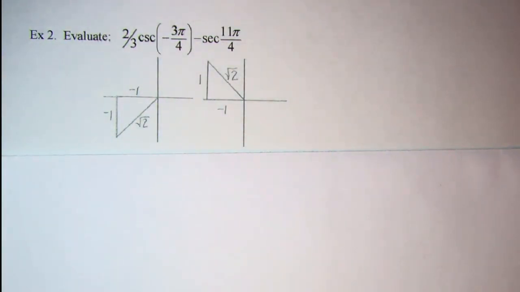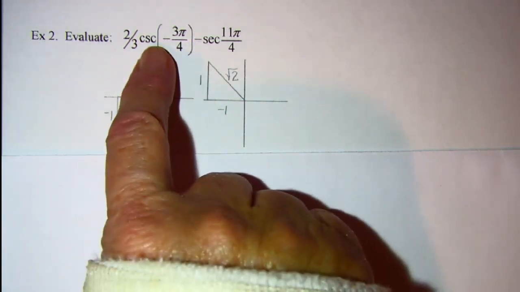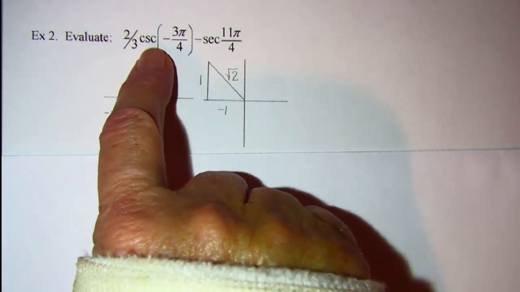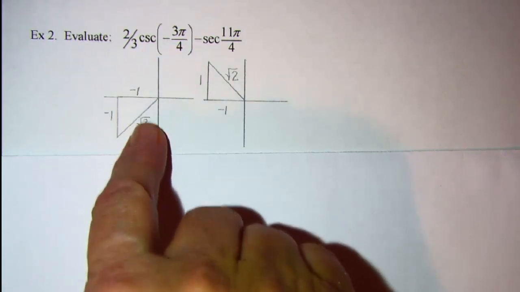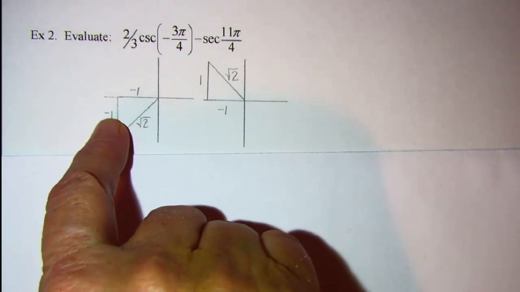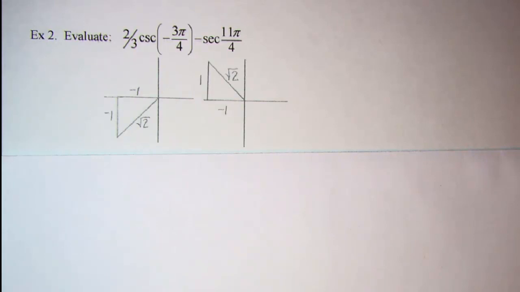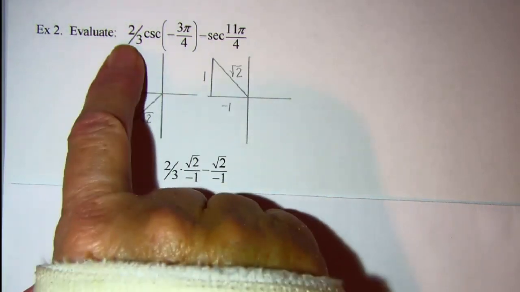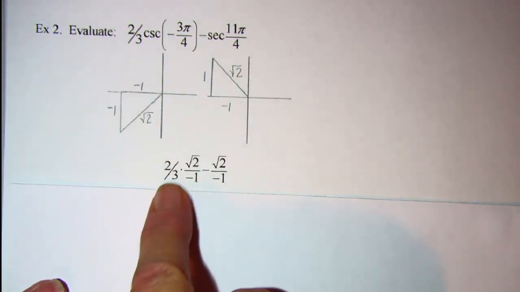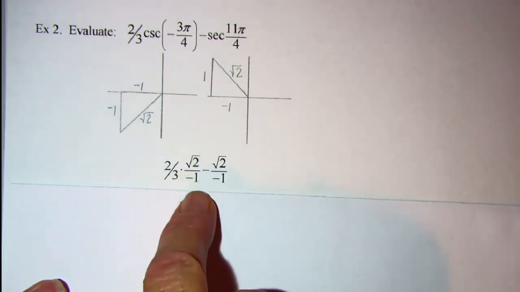Now I need to think about my reciprocals. The reciprocal of cosecant is sine. So my sine of this reference angle is -1 over root 2. So the reciprocal of that is going to be a negative root 2 over 1. So I have my 2/3, which is in front here, multiplied by negative root 2 over 1.